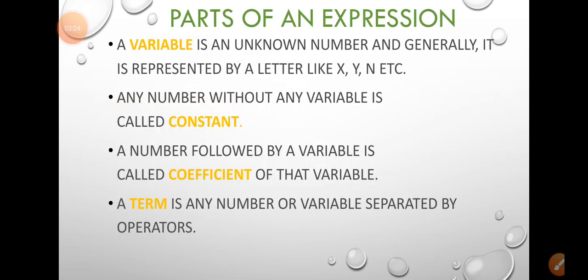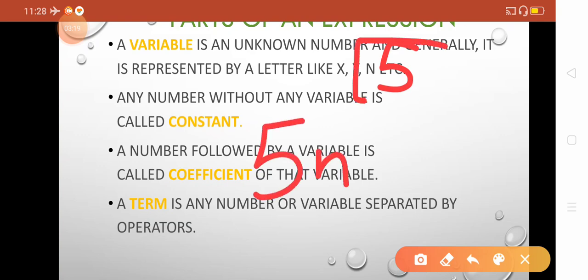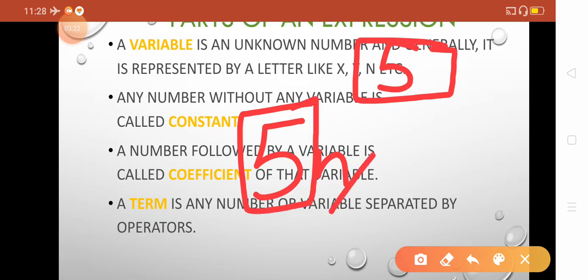Now what is the coefficient of a variable? The number followed by a variable is known as the coefficient. So if it is written 5 or 5n, this 5 is a constant but this 5 is a coefficient, because here the variable is with the number. Here no variable is there, so we call it a constant, but here it is with the variable, so we call it a coefficient.